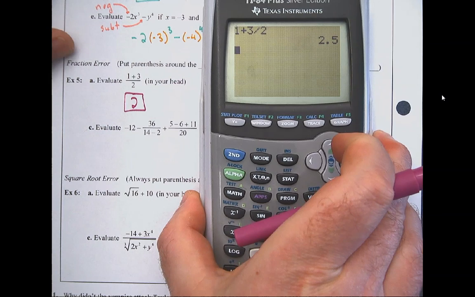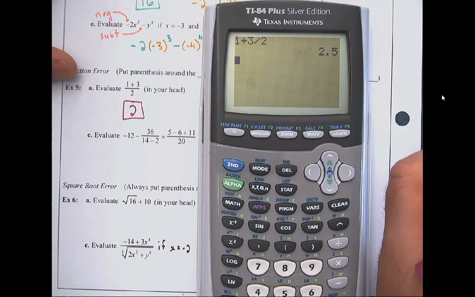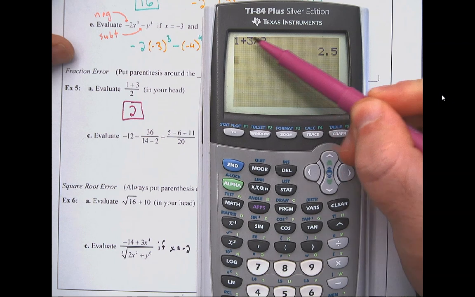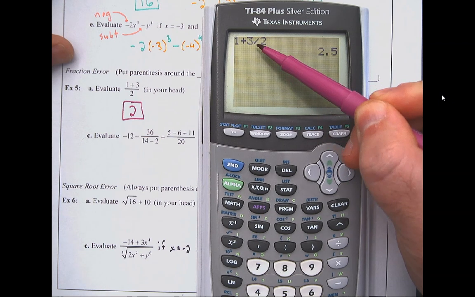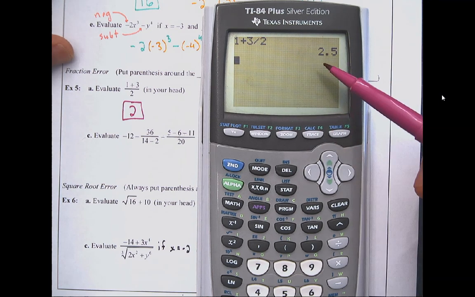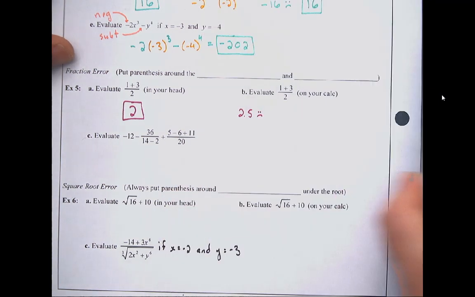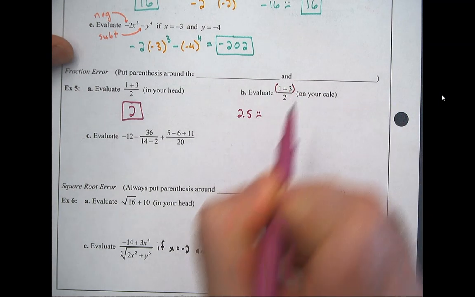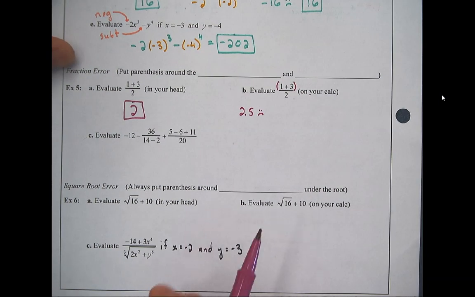Like I said at the beginning, your calculator will do the order of operations 100%. So plus, division, who's tougher? Division is tougher. So your calc will do 3 divided by 2, get 1.5, and then add 1 to that and get 2.5. So if you want to talk to your calculator correctly, we need to put parentheses there.